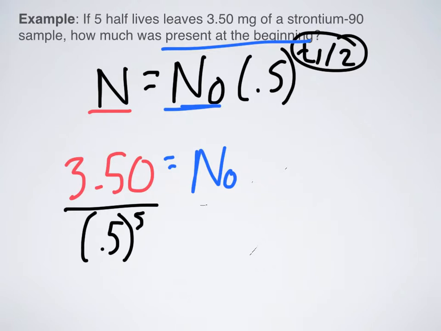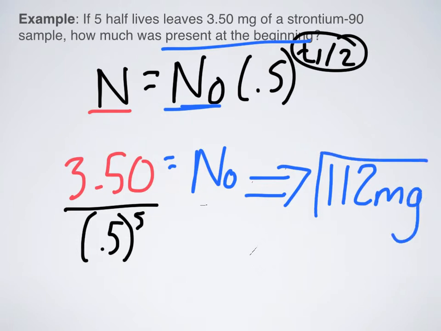So make sure your number actually makes sense. If you plug in something blindly in your calculator and just put out an answer, that's not really helping you. So what do I get? I get 112 milligrams. That's what I started with.